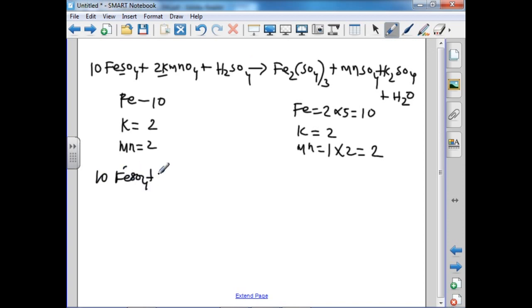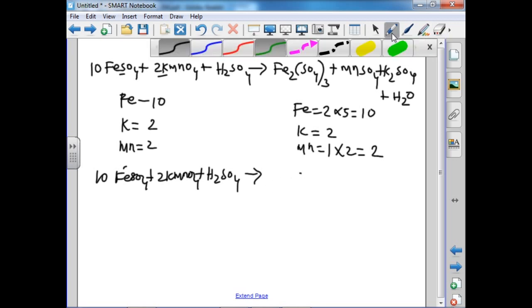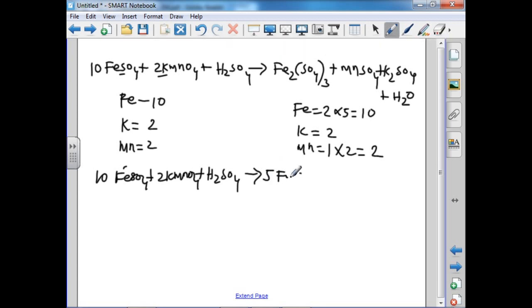So 10 FeSO4 plus 2 KMnO4 plus H2SO4 gives 5 Fe2(SO4)3 plus 2 MnSO4 plus K2SO4 plus H2O.